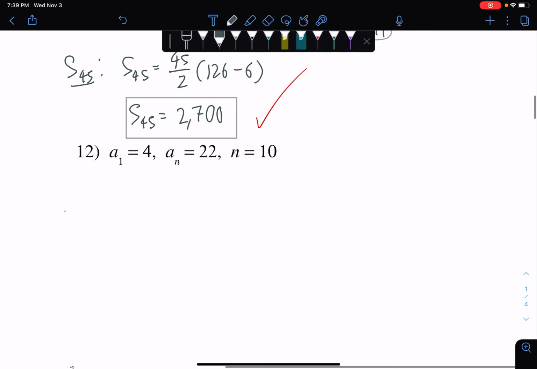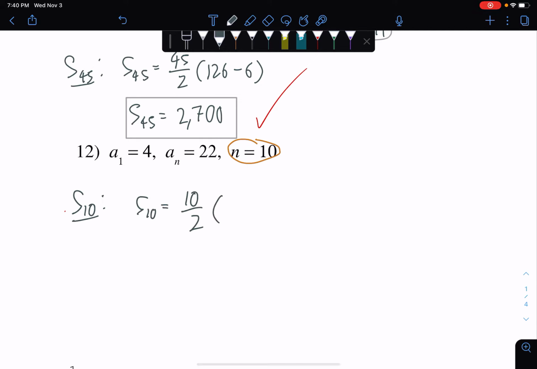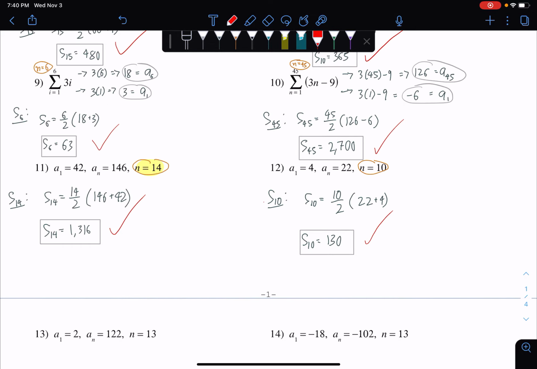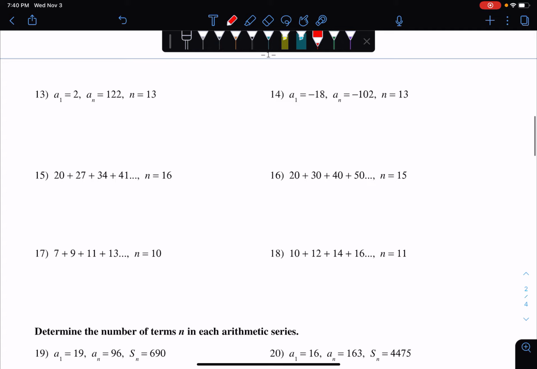For number 12, S sub 10, we know that n is equal to 10. So what we're trying to find is S sub 10. S sub 10 is equal to 10 over 2, n over 2, times the quantity 22 plus 4. When we place this expression in the calculator, our answer is 130. There you go. Now let's move on to the second page.